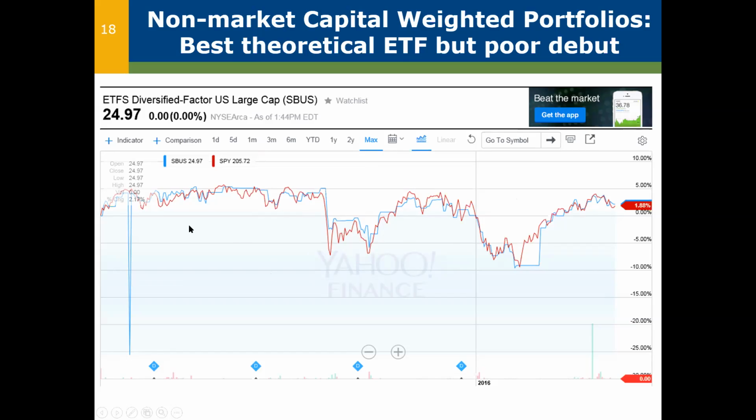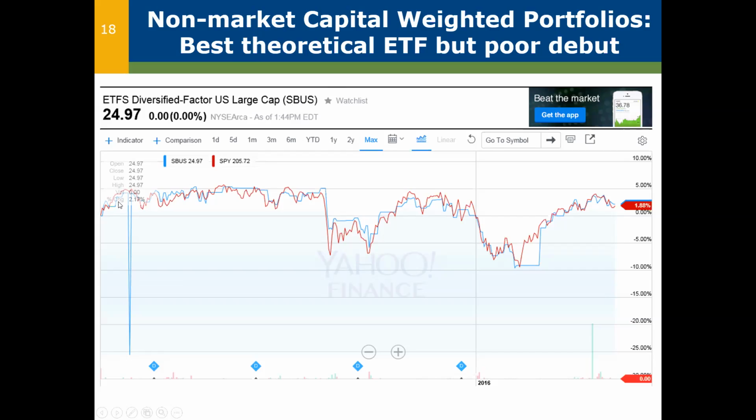And so theoretically, this should have been a great product. So the ETF is SBUSB, the diversified factor US large cap. So it's essentially like the best of breed non-cap weighted version of the S&P 500.